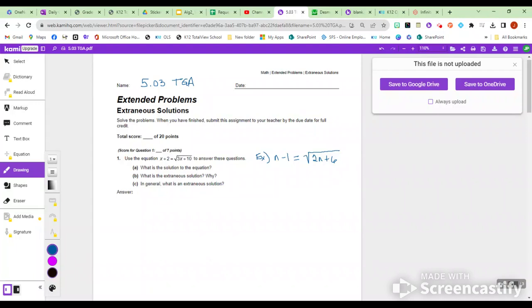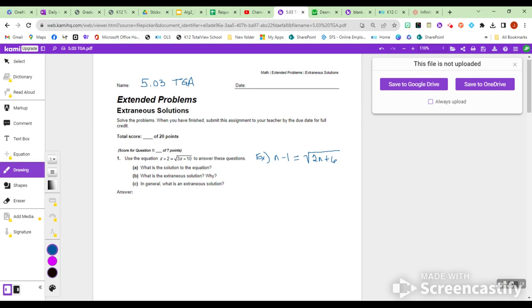This is a help video for the 5.03 TGA. Number one says use the equation, and they're giving you an equation to answer these questions. A says what is the solution to the equation? B says what is the extraneous solution and why? And C says in general, what is an extraneous solution? So this is a pretty detailed question.